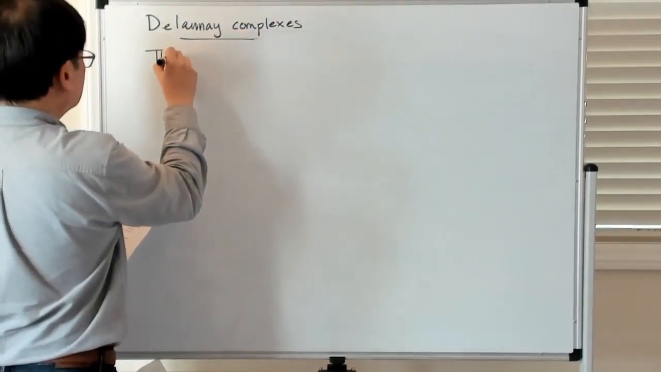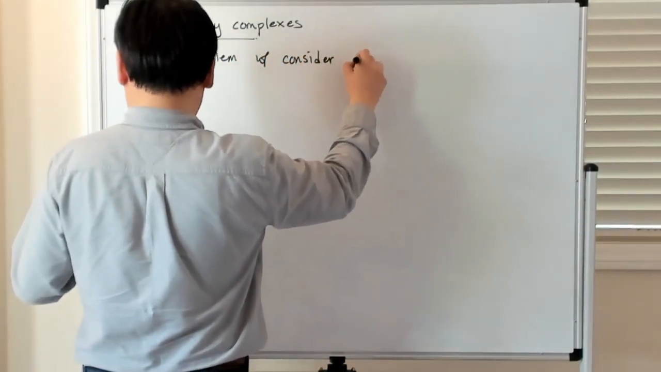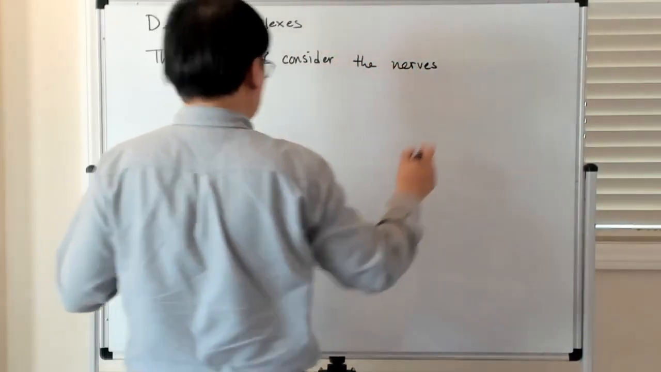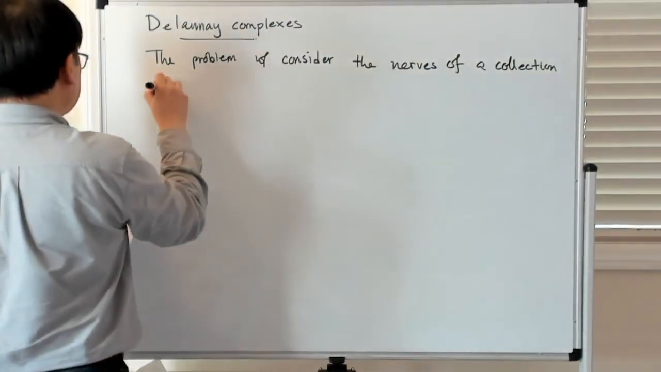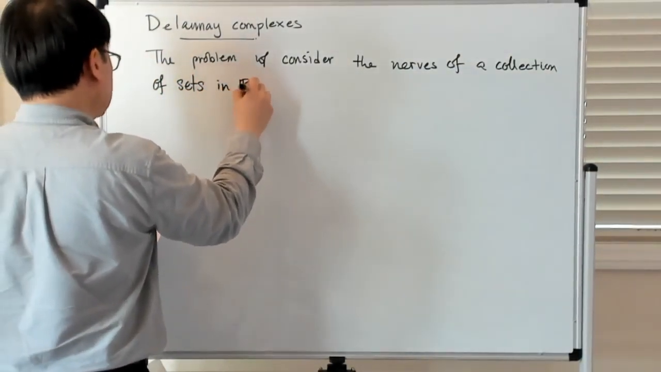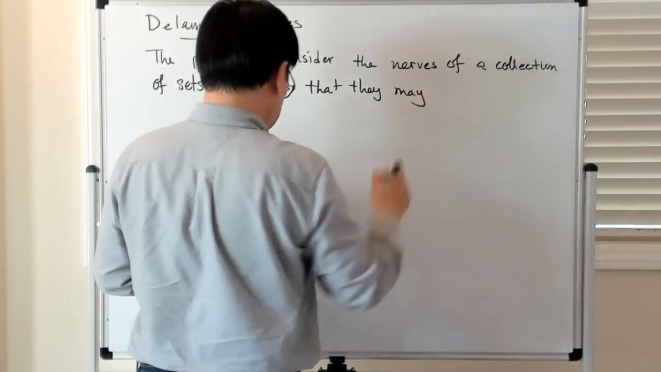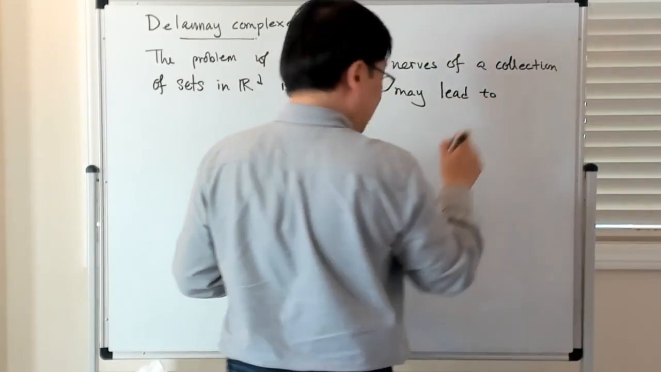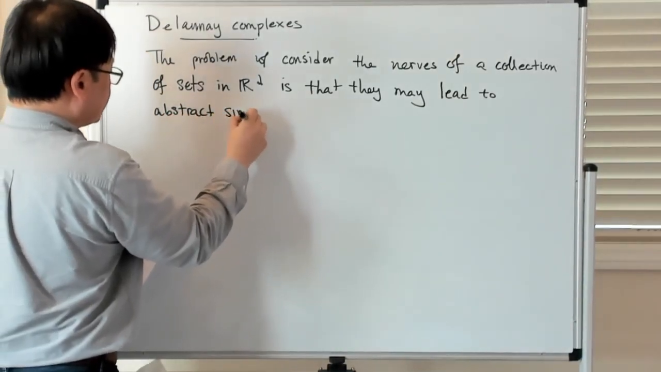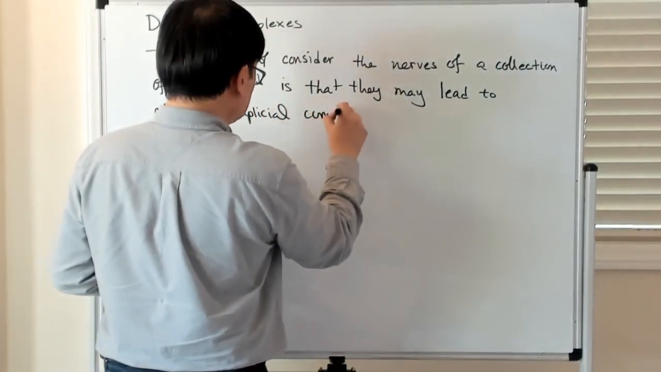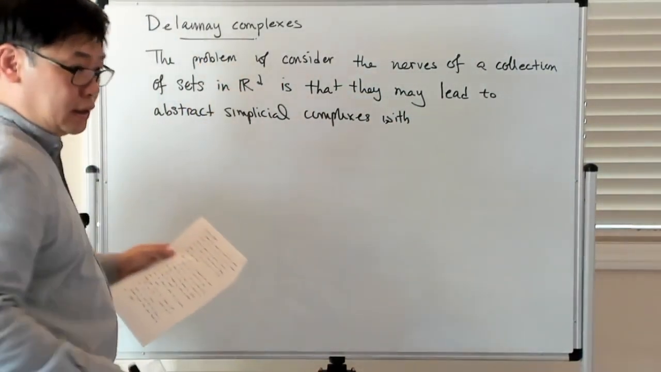Okay, so again, the problem with considering the nerves of a collection of points, a collection of sets, in R^D is that they may lead to abstract simplicial complexes with simplices which have dimension larger than D, which is the dimension of the space you're embedding in, right?